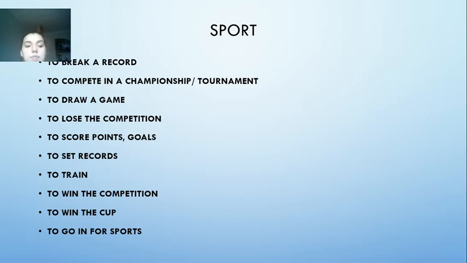The next one is to draw a game. That means when the game ends with equal points. For example, the last goal draws a game with the record 1-1. In translation, that will be: останній гол вивів в нічию гру з рахунком 1-1.